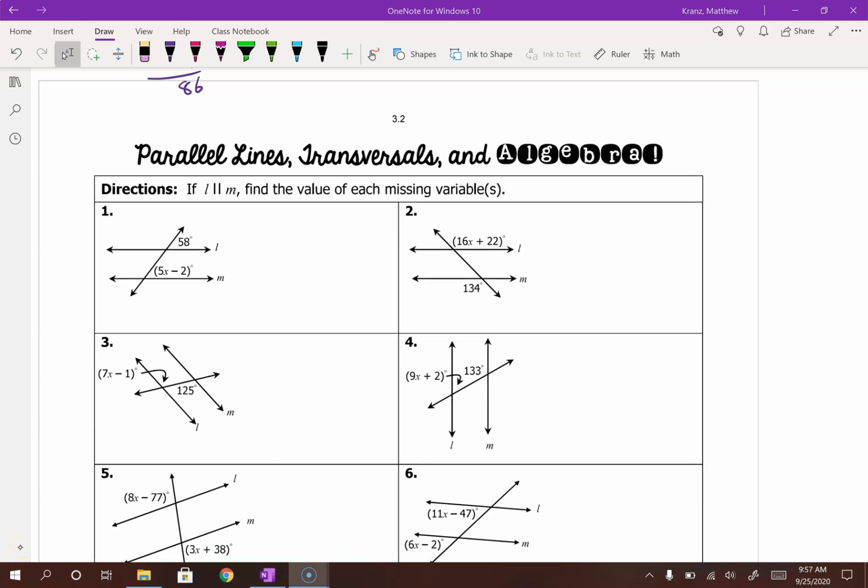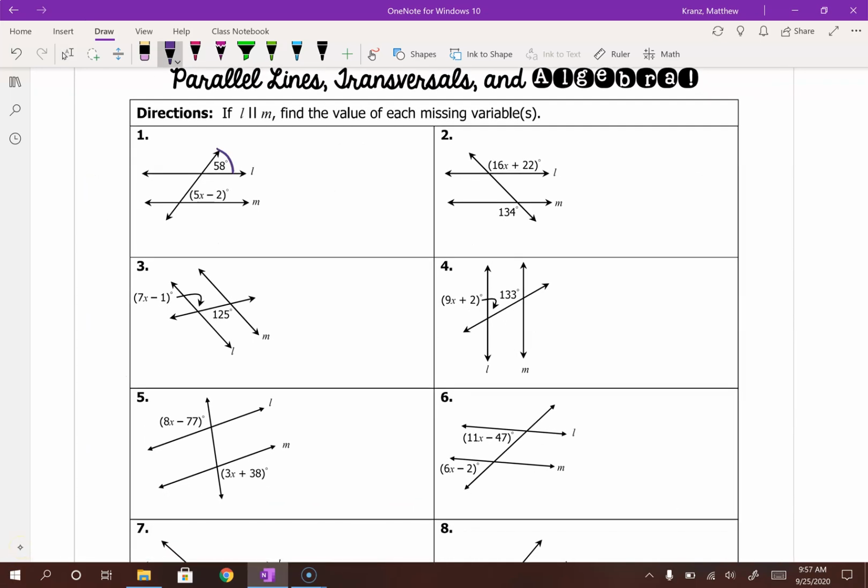So when I look at number 1, I see that these are corresponding angles. And corresponding angles, they are congruent. So that just means that 58 and 5x minus 2 are equal. So 58 equals 5x minus 2. Then I just solve it like normal algebra. I divide by 5, giving me x equals 12, right?